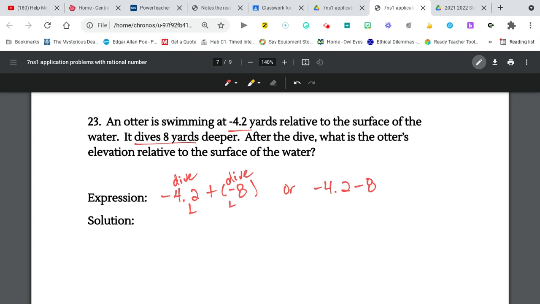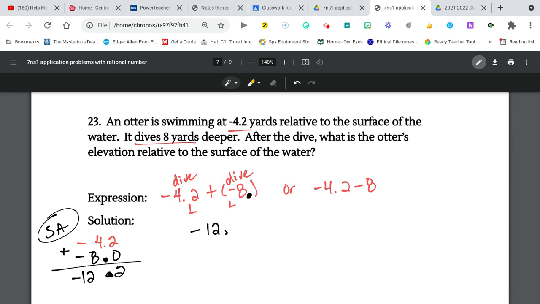So I'm going to add, but remember, if you don't see a decimal and a whole number, the decimal is definitely at the end. So line your decimals up, fill in your empty spaces with zeros, and we're going to add because they both go to the left. Same direction, add. So now the otter is 12 2/10 yards below the surface of the water, or in terms of a number, it's -12 2/10 yards, guys.